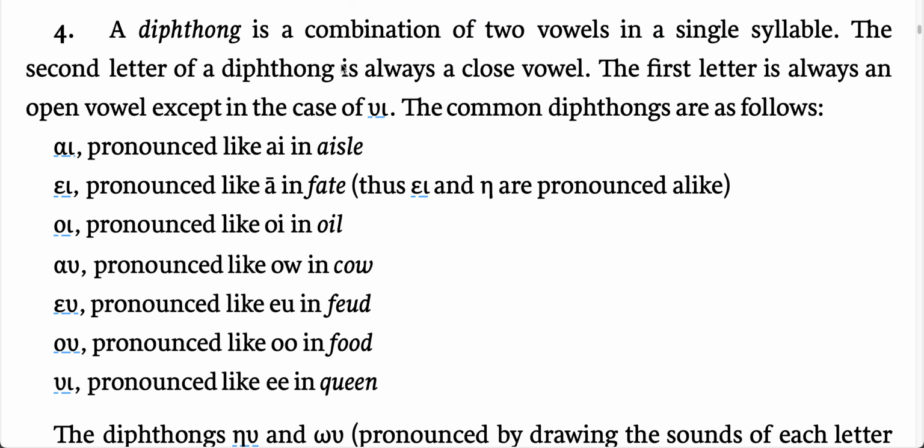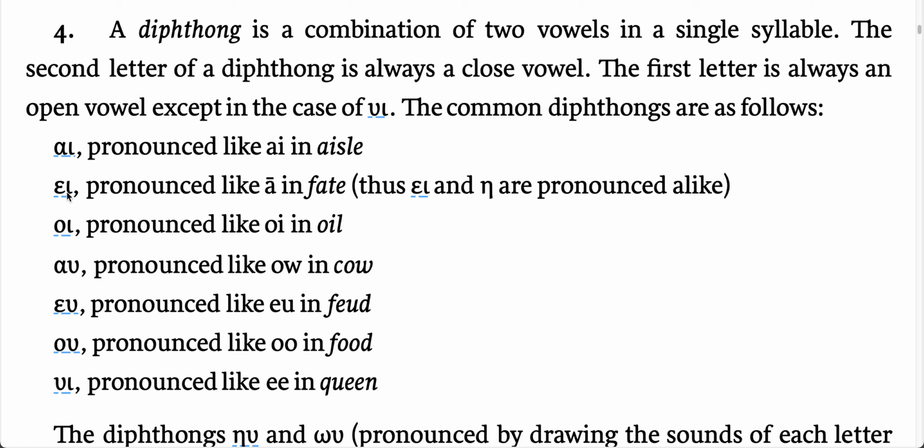So a diphthong is a combination of 2 vowels in a single syllable. I told you just now that if you have 2 vowels together in English, they don't really go together. One would be a part of 1 syllable, the other one would be a part of another syllable. Well, in Greek, that changes. In Greek, you can have what's called a diphthong, which is 2 vowels that are functioning in a single syllable, where the second letter of the diphthong is always a closed vowel, and the first letter is always an open vowel. So that means that you only have certain possibilities.